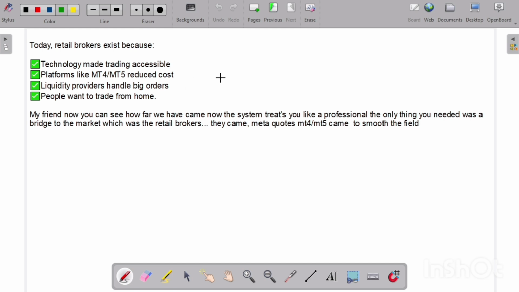So my friend, now you can see how far we have come. Now the system treats you like a professional. The only thing you needed was a bridge to the market, which was the retail brokers. MetaTrader 4 and 5 came to smooth the field. Now you see how the retail brokers helped, and we can see they have done a lot of work. They brought us from the big banks. They introduced mini lots, micro lots.